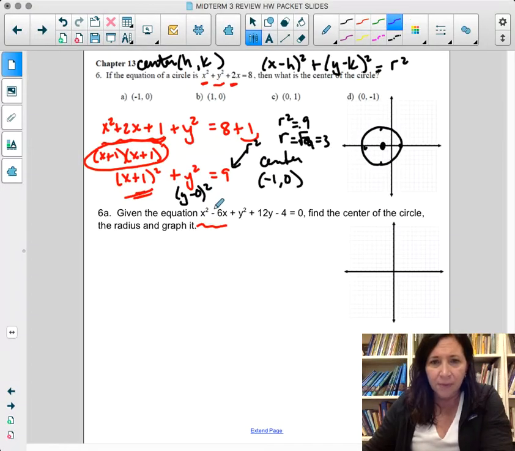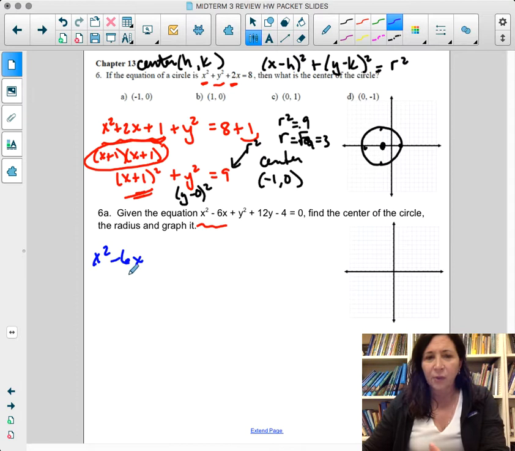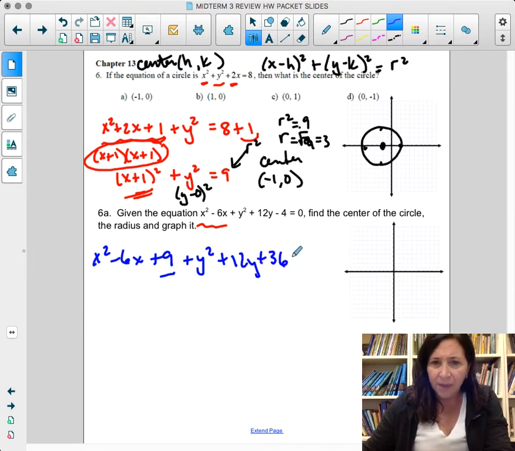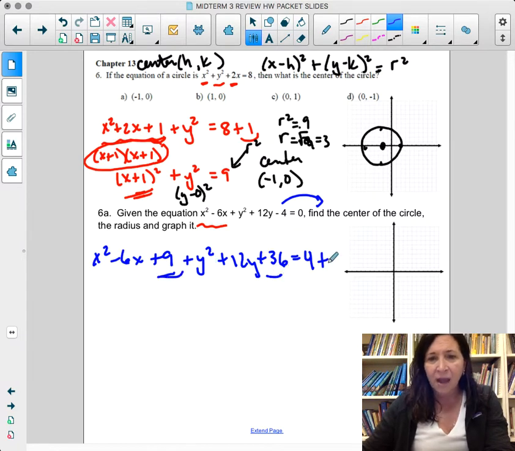So let's do that. We're going to go x squared minus 6x. Now let's complete the square. So half of 6 is 3. 3 squared is 9, so I'm going to add 9 here. I'm going to remember that, and I'm going to keep going. I have plus y squared plus 12y. Half of 12 is 6. 6 squared is 36. So I'm going to add 36 to this side. I need to move this 4 to the other side, so it'll be equal to positive 4, and then, remember how I added 9 and added 36? I have to do that. So add 9 and add 36.